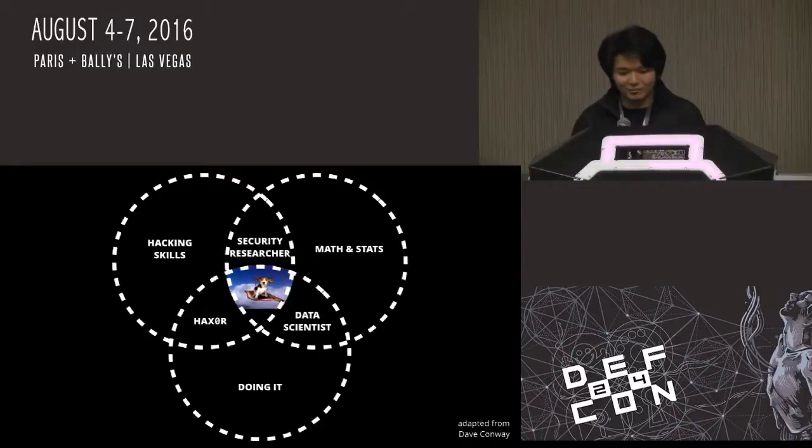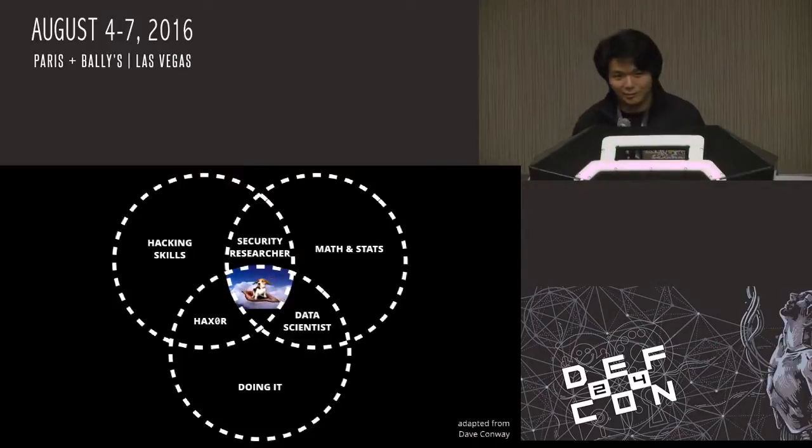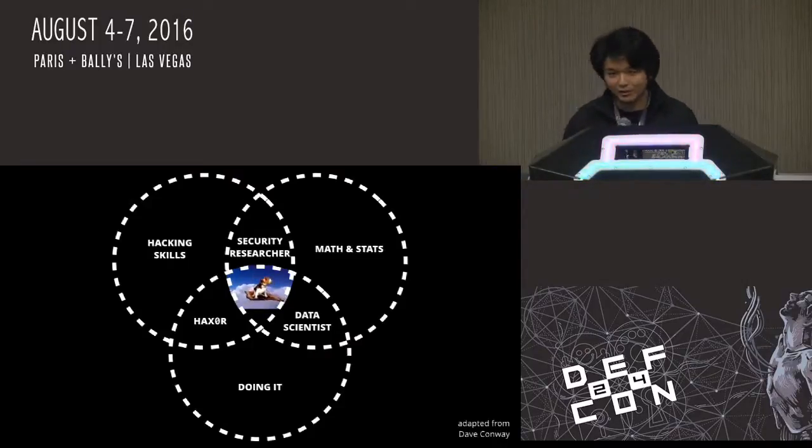Data scientists don't have any hacking skills, but they do a lot of stuff in companies trying to maximize conversion. They have math and stat skills. But what we're trying to do today is to help all of you and to convince all of you that you really want to be in the center of the Venn diagram. It's going to be important, and increasingly important in the next few years, to brush up on math and stat skills and to know about what's going on in the machine learning space, especially for security folks.